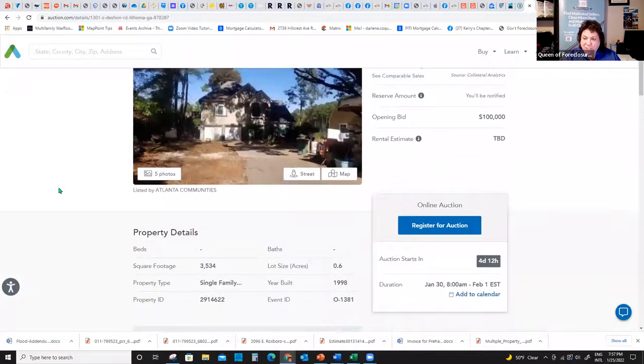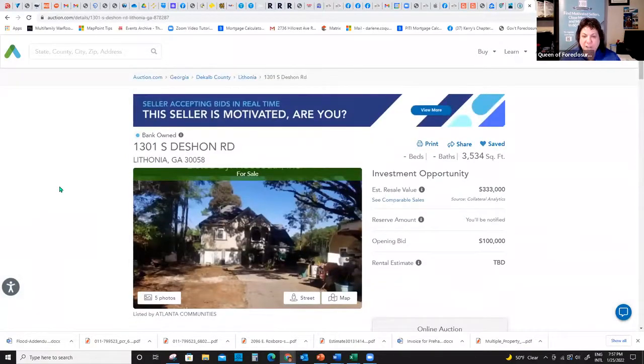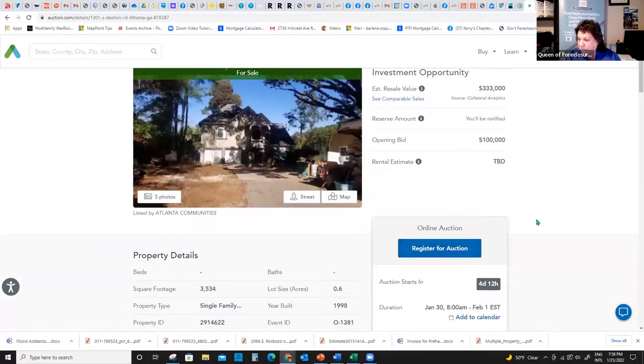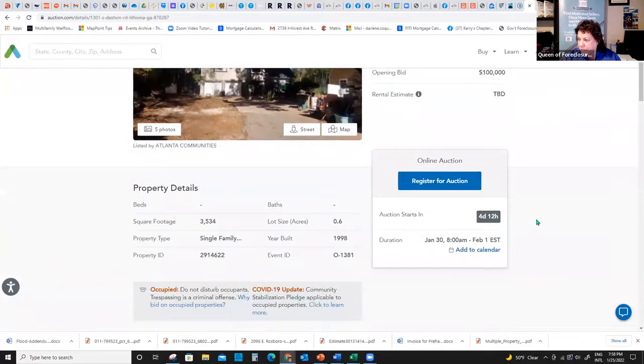We started watching this in pre-foreclosure, and my time is up, by the way, but we started watching this in pre-foreclosure. Here it is now in post foreclosure. We could not get the owner. Evidently nobody could. So it went to auction and nobody bought it at the steps. So now it's being auctioned off, and I would totally register for this auction. Auction starts in 4 days.